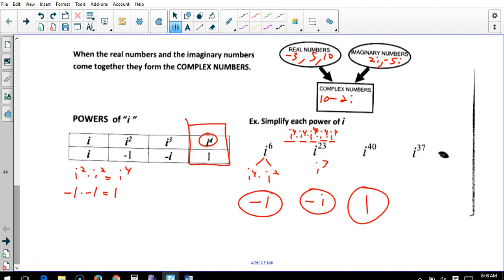37, how many times does 4 go into 37? 9 times 4 is 36, right? Okay, so that means these 9 groups are all 9 ones. 1 times 1 times 1 times 1, 9 times. How many i's does that leave over? Just one, i to the first power. I know it might be a little mind-blowing at first, but we'll practice that and it'll be okay.